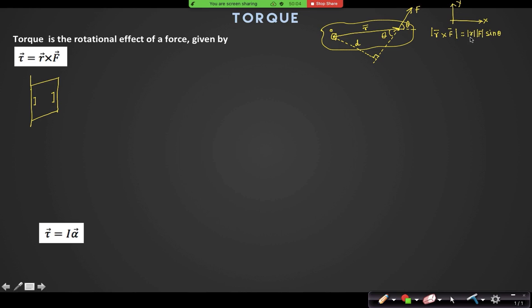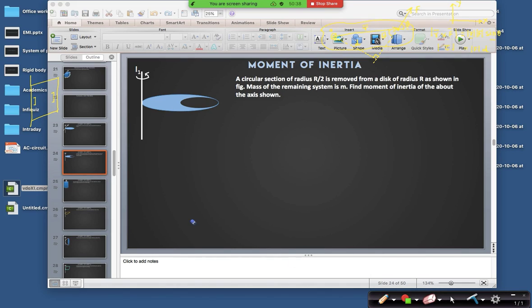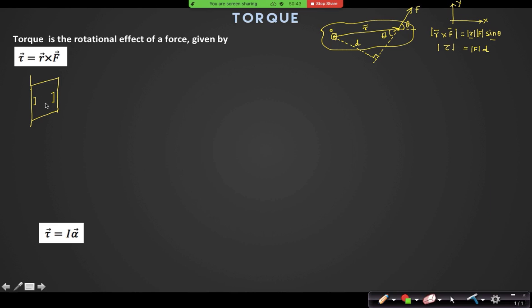Yes or no? Now what is r sine theta? Can you see r sine theta is nothing but d? So torque has a magnitude which is nothing but the force multiplied by the perpendicular distance from the point where you need the torque to the line of action of the force. So this is an easy way to calculate the torque.